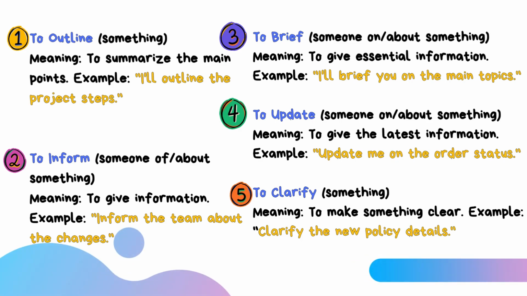Here are the meanings. To outline something, meaning to summarize the main points. Example, I'll outline the project steps. To inform someone about something, meaning to give information. Example, inform the team about the changes. To brief someone on something, meaning to give essential information.